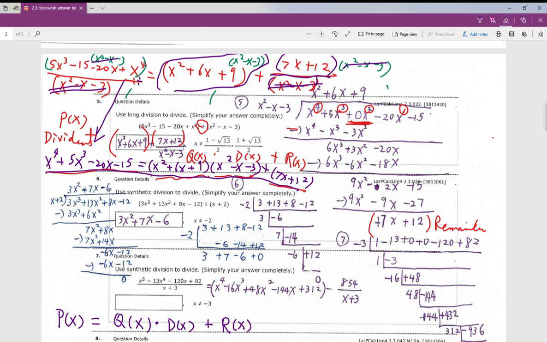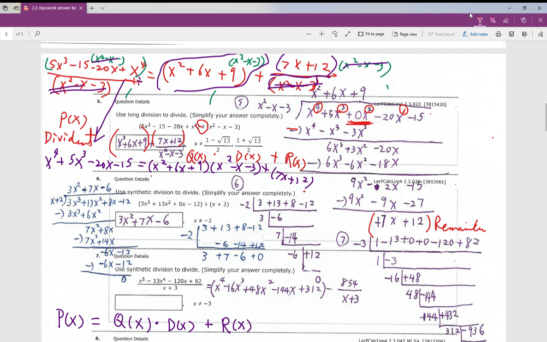So number 6. I would like you to pay attention on this. Synthetic division. Use synthetic division. Okay, let me change color to red to make it look better. Let me erase those marks so you can see better.